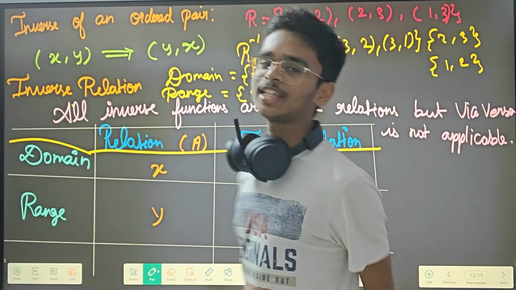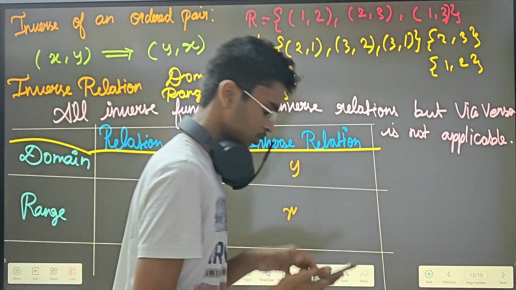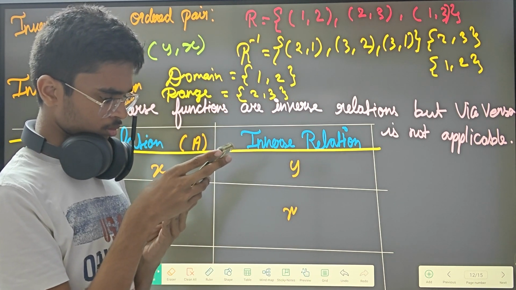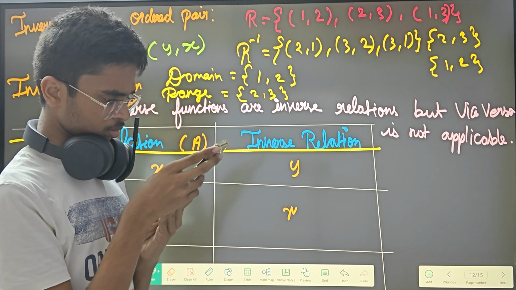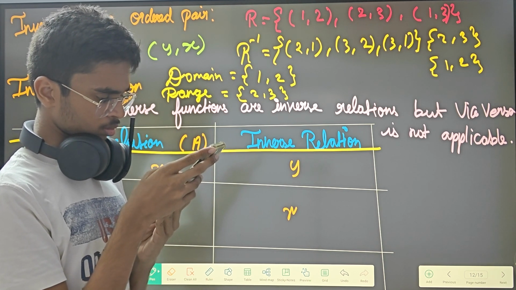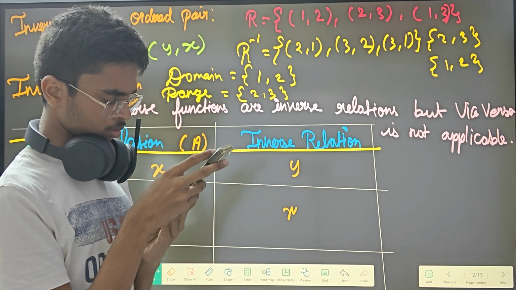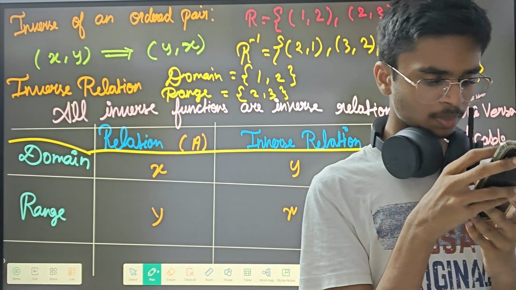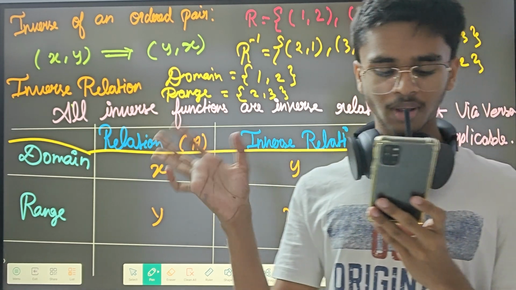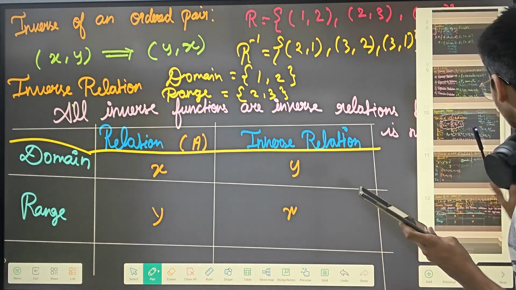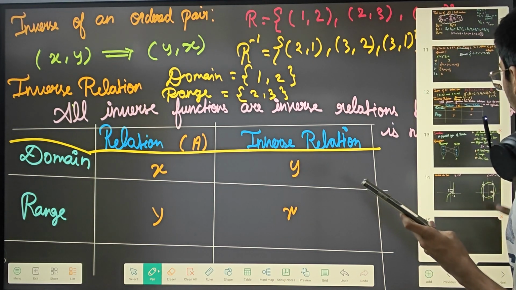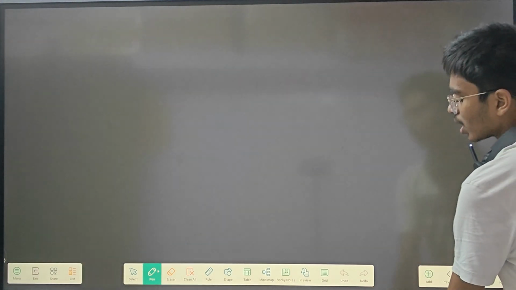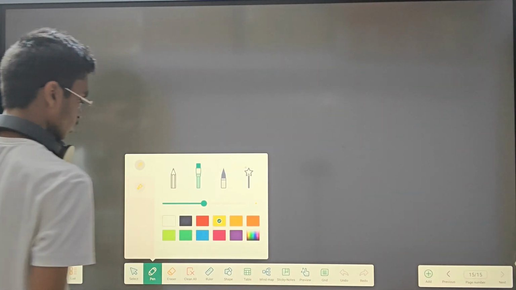Now we are going to see one more concept. From here we have completed. Now we are going to jump into functions. We have completed the vertical line test; the horizontal line test we will see in one function. Now we are going to see about types of functions.